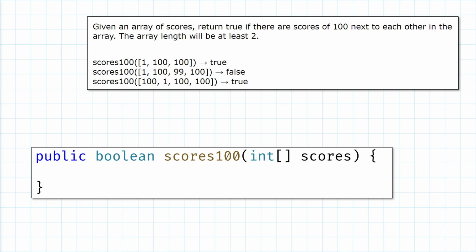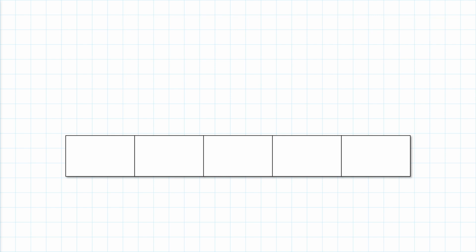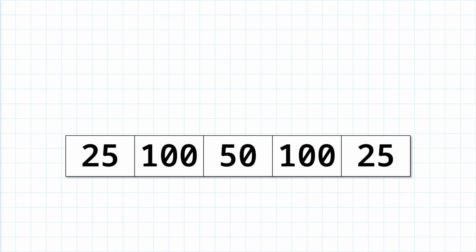But for now, let's step away from the code for a bit and walk through the process to solve this problem. To do that, we need an array with some numbers. We're going to go with a relatively small array with only 5 elements.